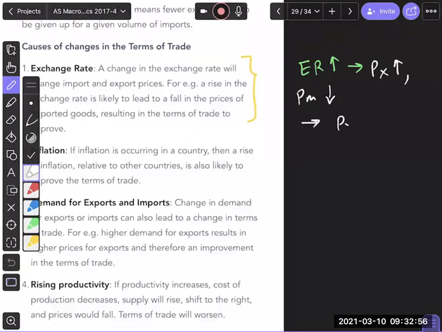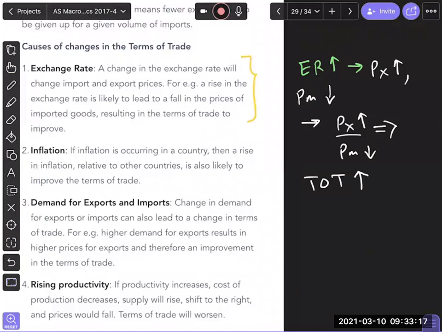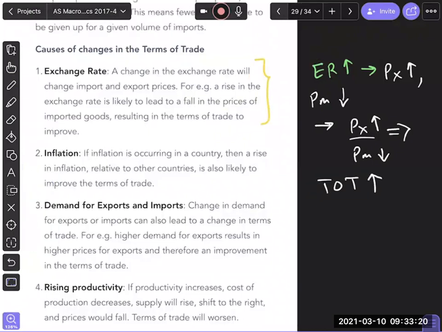Terms of trade is PX over PM. So PX is going up, PM is going down. Any idea what will happen to terms of trade? Will it go up or go down? The denominator is becoming smaller, the numerator is becoming bigger, which means terms of trade will improve. Make sense? So when the exchange rate goes up, terms of trade go up.